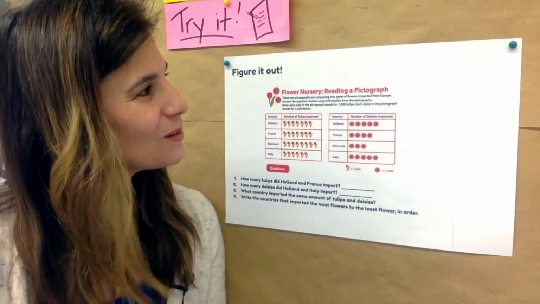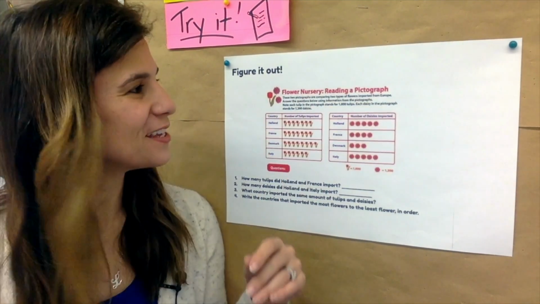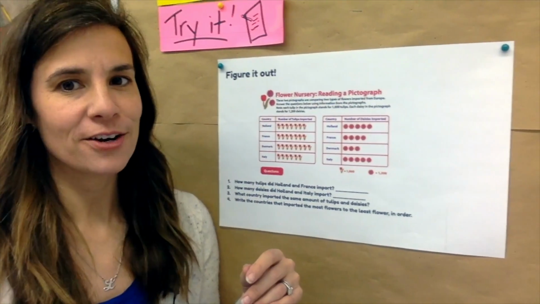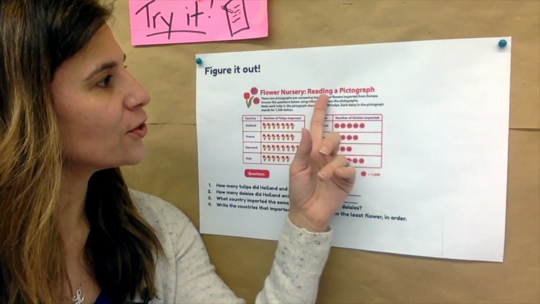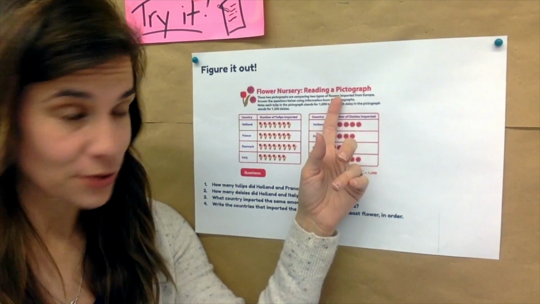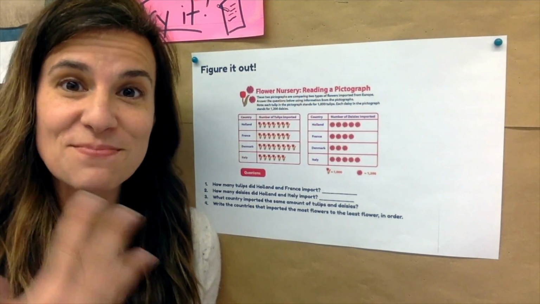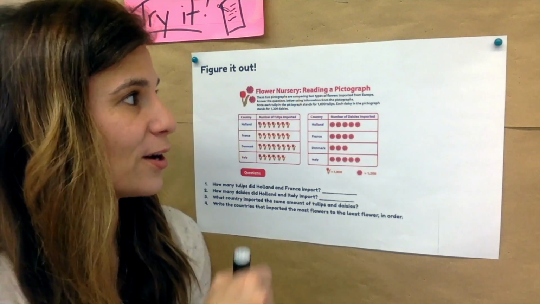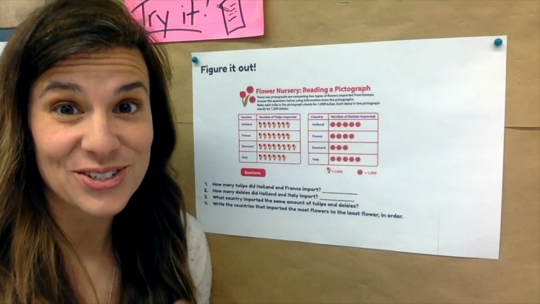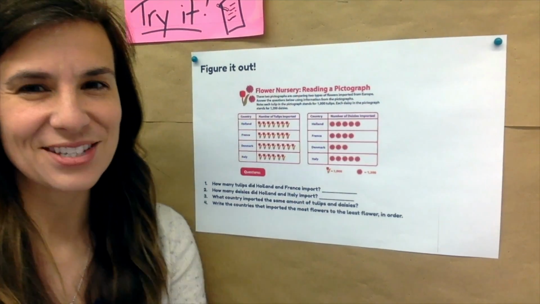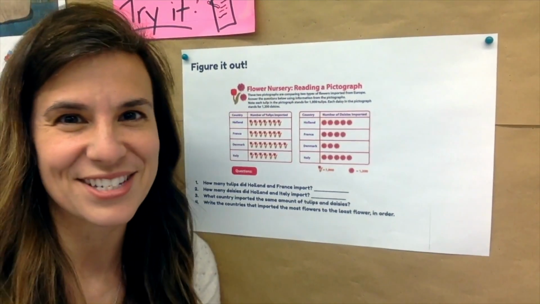I got you pulled up close here to me so that we can check out this problem. It says figure it out, and it says flower nursery reading a pictograph. Have you ever heard of a pictograph? A pictograph is a picture in graph form. So we're going to expect to see pictures like we see here. Okay, let's get started on reading and solving.